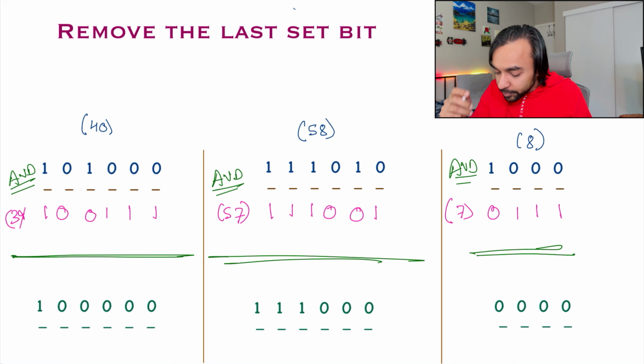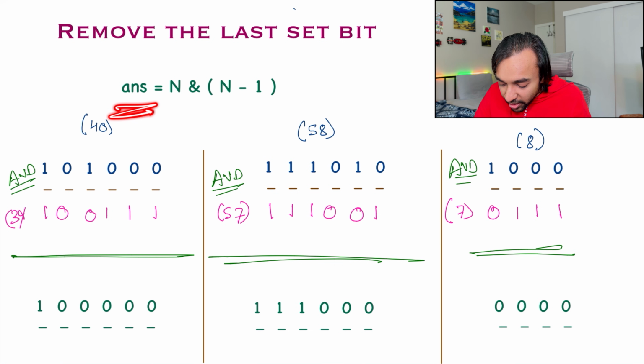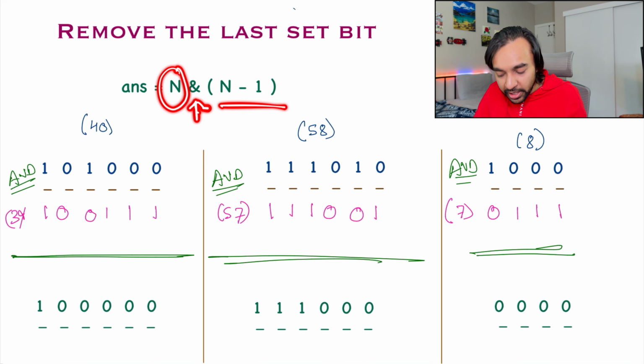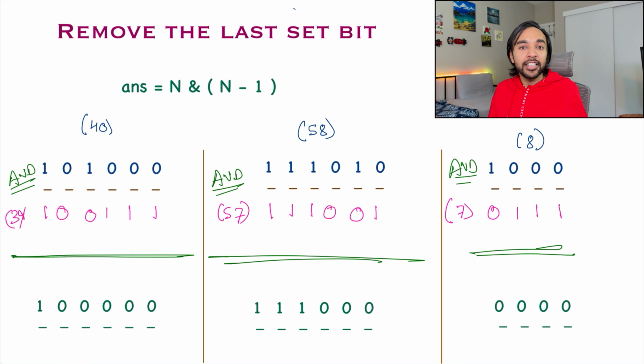What did we just do? If you notice closely, that is all we did. To get the answer, we took the number and we used a logical AND operator with n minus 1. That is it. You can see how efficient your program becomes.